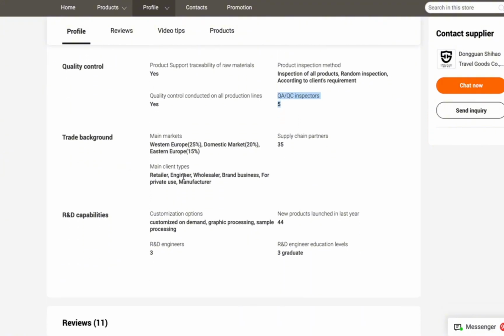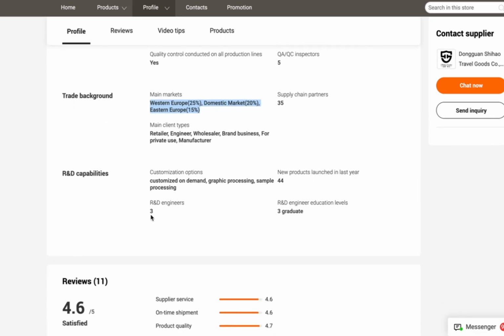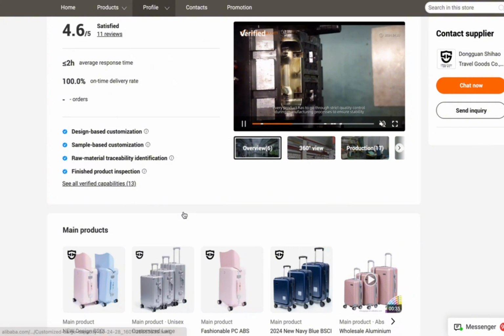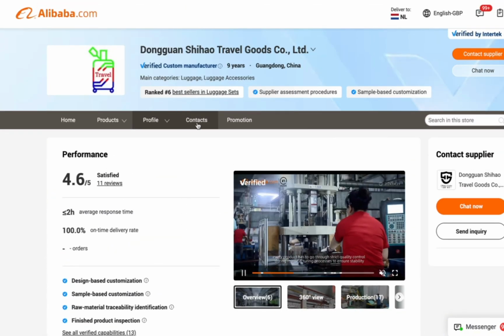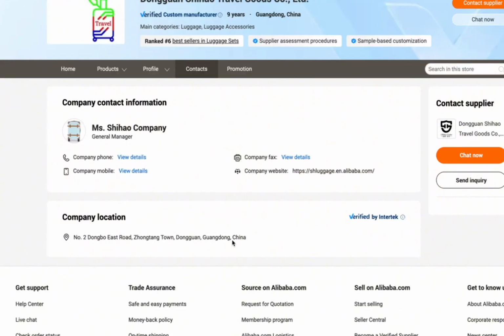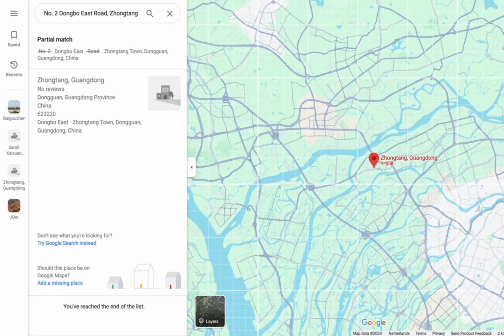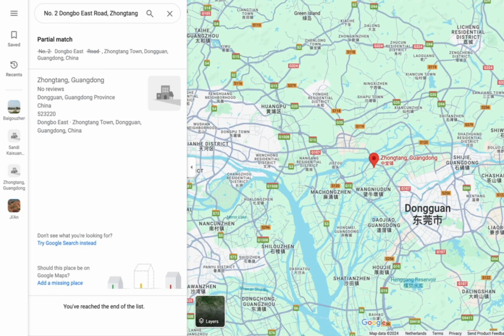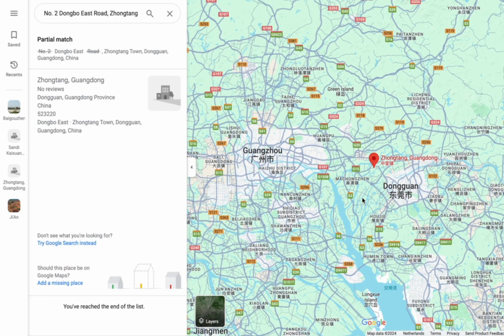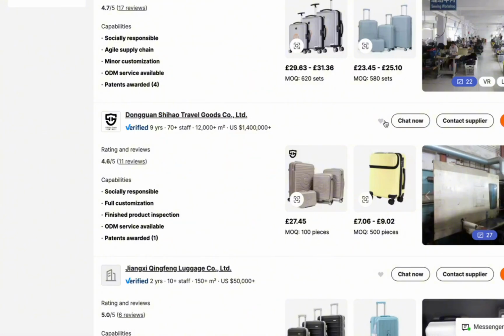Checking further, they have 5 quality control employees. As I suspected, they export 25% of their products to Europe and 20% to the domestic Chinese market. This is an excellent indicator as both Europe and China have very high quality requirements for products. Checking their location, they are like the second supplier, if you remember, located between Dongguan and Guangzhou. With confidence, we are adding them to our favorites list.